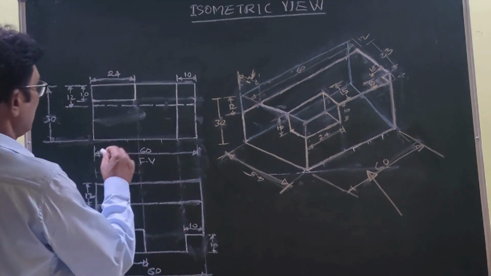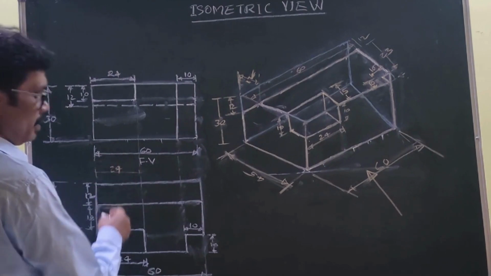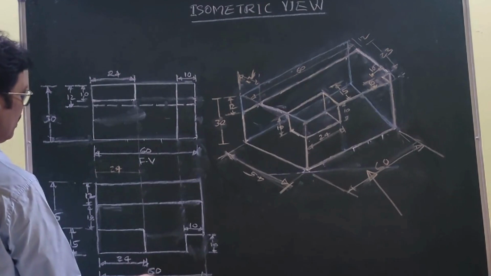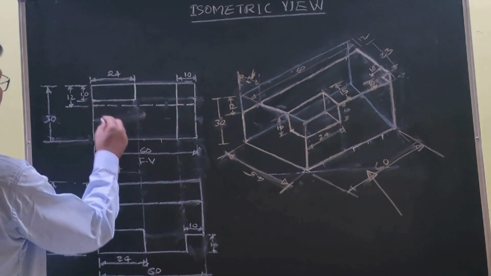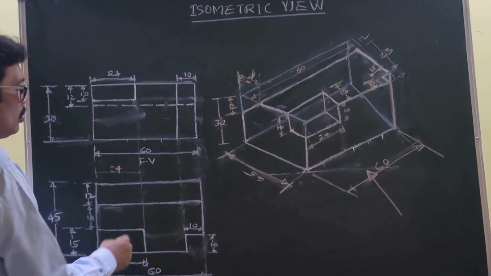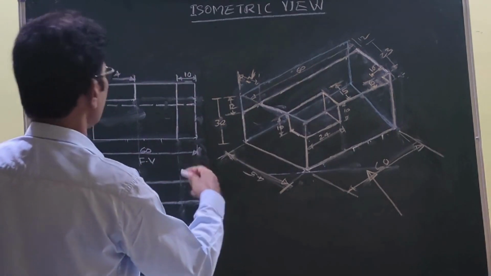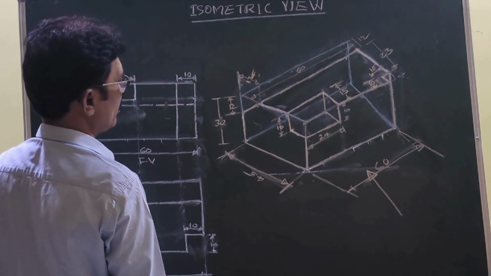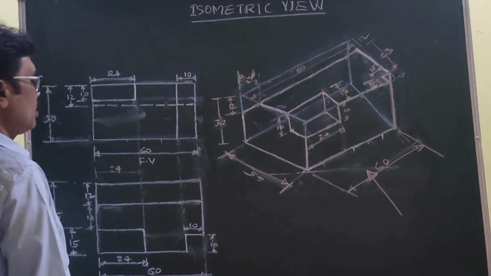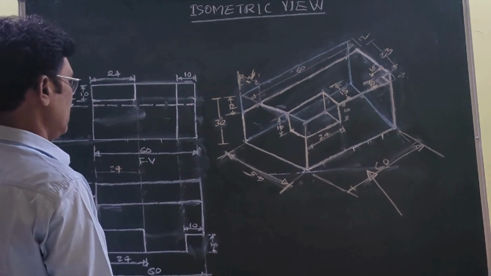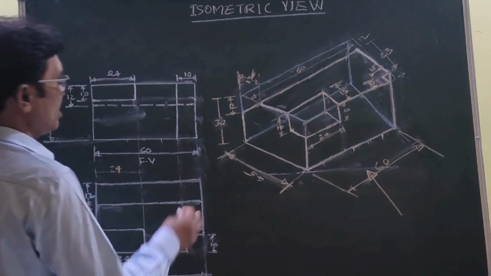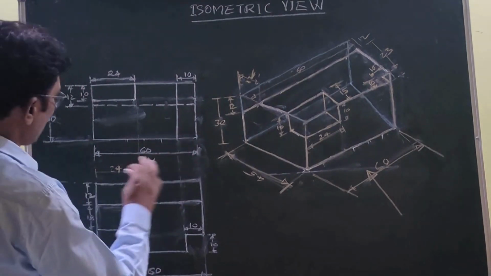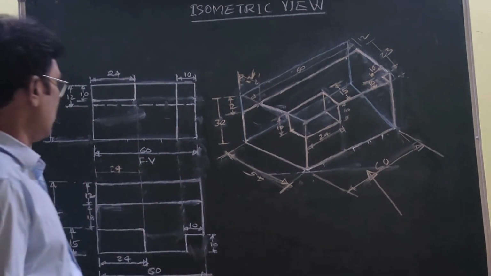So if you see here, there is a front view and a top view given. By using this front view and top view, we have to develop the isometric view. I have already drawn the isometric view, because if I draw it during the explanation, it takes a lot of time to explain and develop the view. That's why I already developed it and I will explain it nicely. You can easily understand. Don't worry.